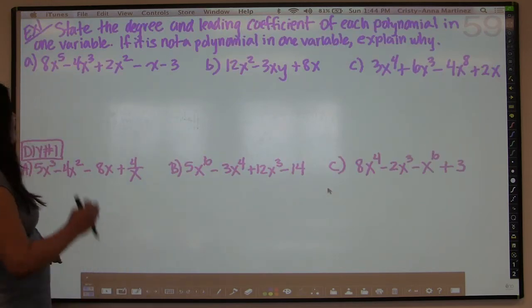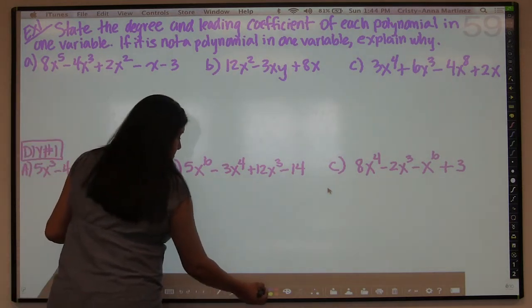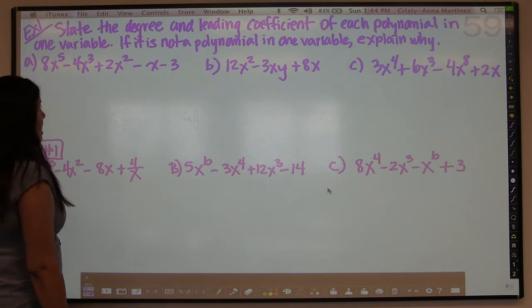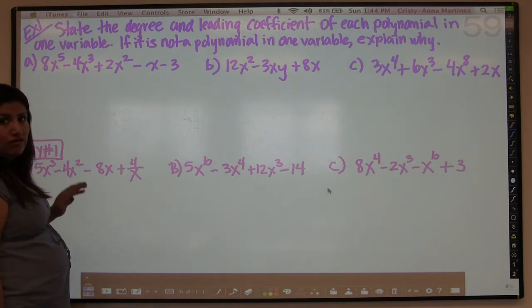All right, so here we have an example, and it says, state the degree and leading coefficient of each polynomial in one variable. If it is not a polynomial in one variable, then explain why. So we'll start with A, and the first thing you want to do when you're doing this is to make sure that all of the terms are in order from biggest to smallest.